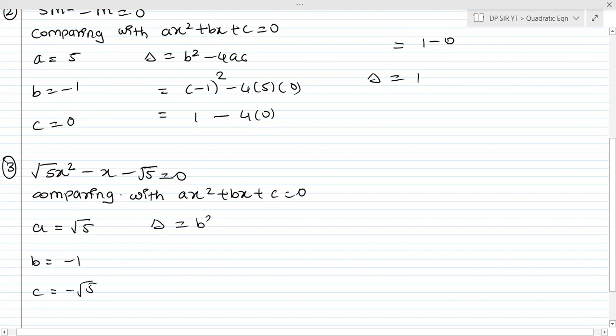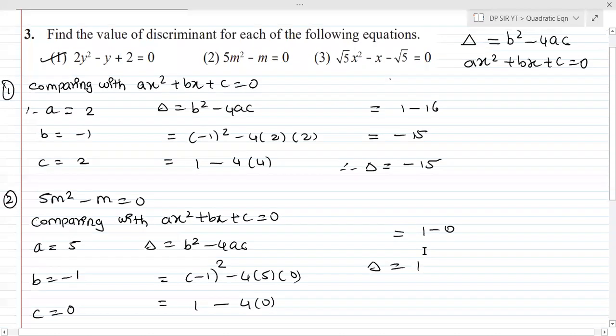Delta is equal to b square minus 4ac. So here it's going to be minus 1 the whole square. See the coincidence, here again it's minus 1. Okay? b square minus 4ac. c is what? Minus root 5 it seems. So here it's going to be 1 plus 20. Okay? 4 times 5 is 20, minus minus becomes plus, so delta is equal to 21. I hope it makes it easier for you.